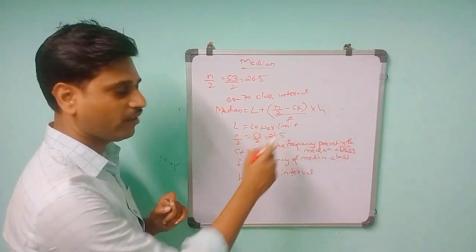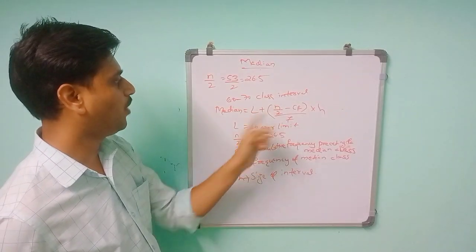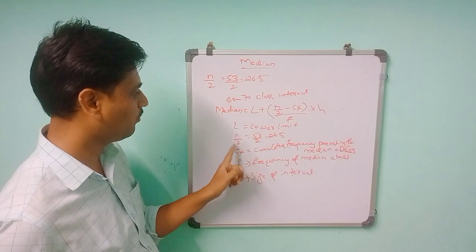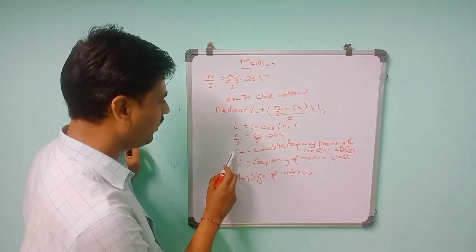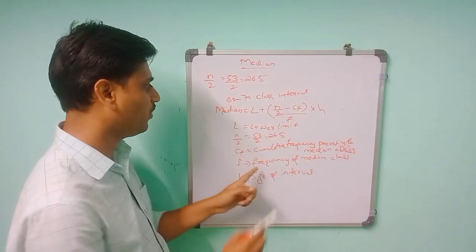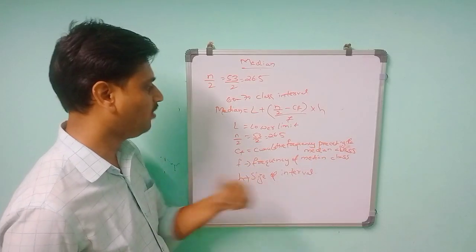So L means the lower limit of the class. Then n by 2: we have to take n as the total number of observations, and by 2 means we have to divide it by 2. Then cf means the cumulative frequency preceding the median class. Then f is the frequency of the median class, and h is the size of the interval.